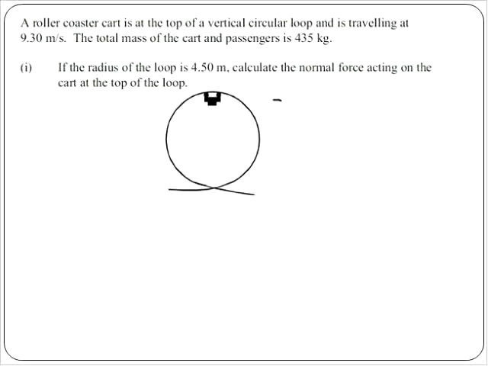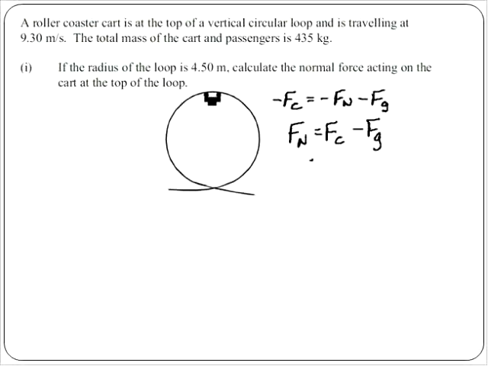remember I've got negative Fc because centripetal force is down, negative Fn because the normal force is also pointing down because the cart is upside down, minus Fg. So if I rearrange that, I would get Fn equals Fc minus Fg. That would be the expression for normal force. Same thing as tension. Tension will be interchangeable with that, like I said before. So that means we've got mv squared over r.